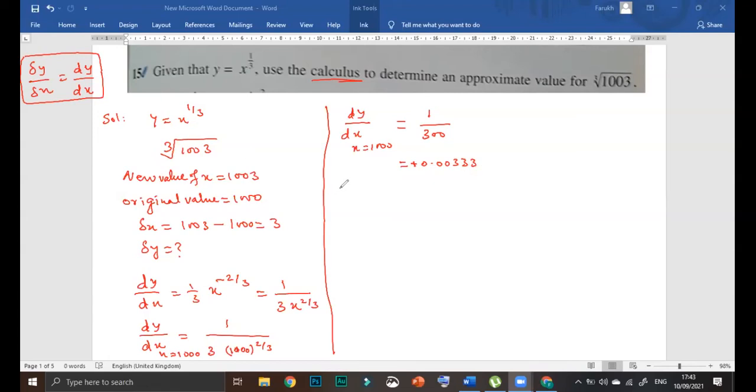Now we will find out del y. Del y over del x is approximately equal to dy over dx. Del y divided by del x is 3 and dy by dx is 1 over 300. So del y is equal to 1 over 100, which is 0.01.